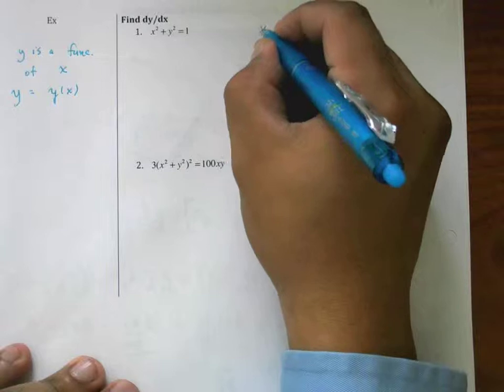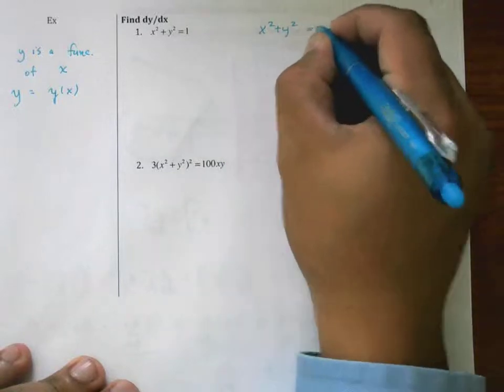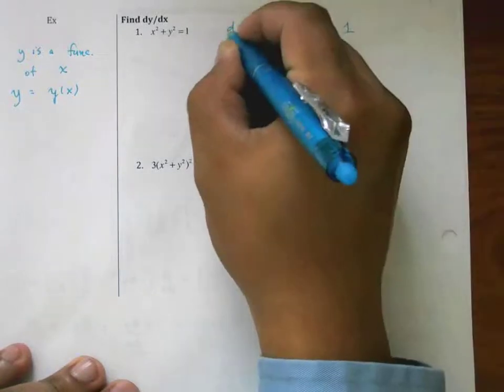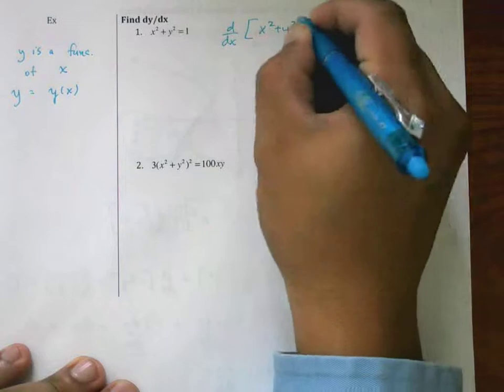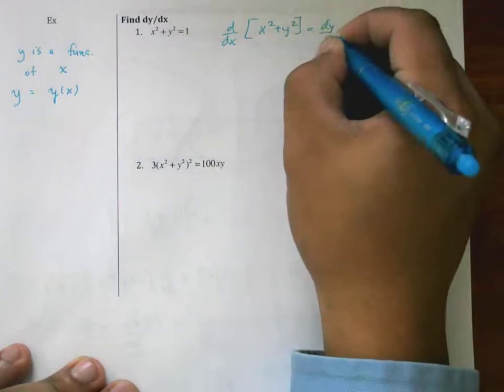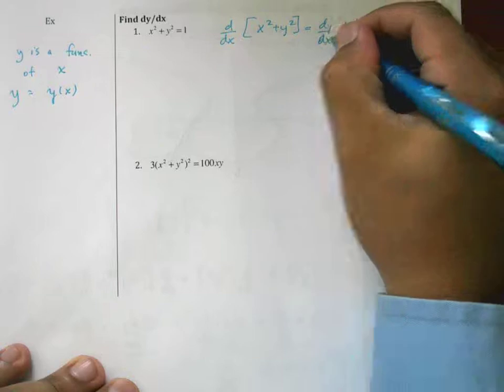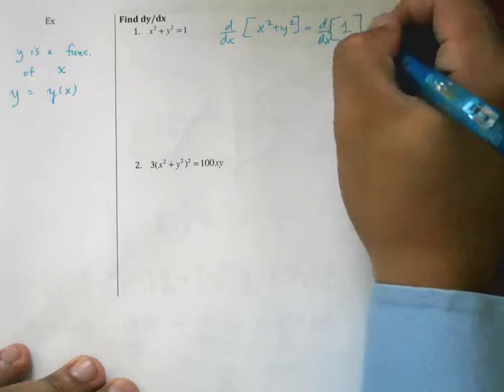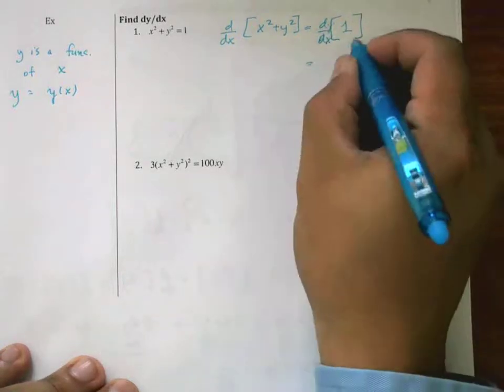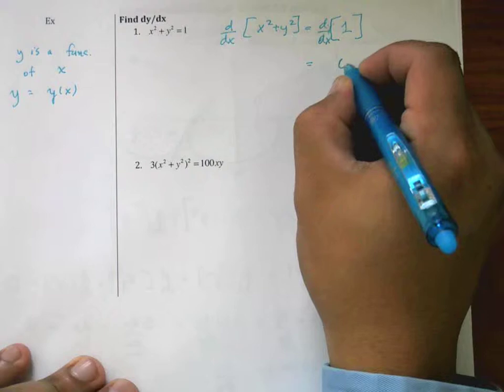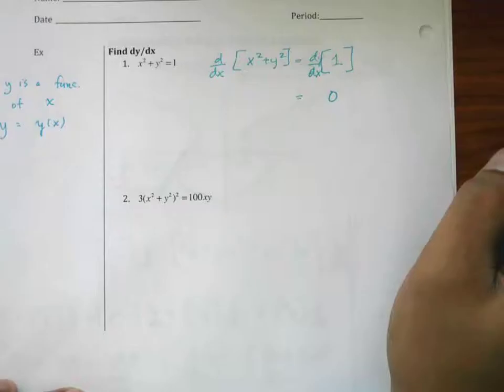So we take the original expression and we just take the derivative of both sides with respect to x. On the right hand side, that's very simple. That's the derivative of 1, which is just 0 because it's a constant.